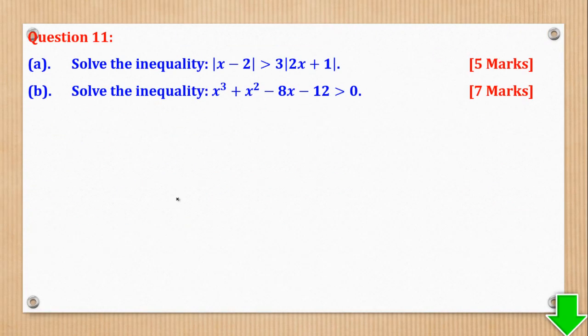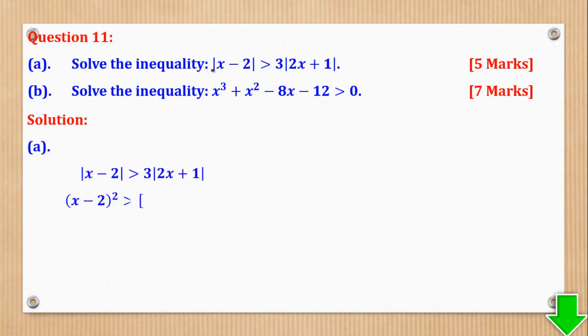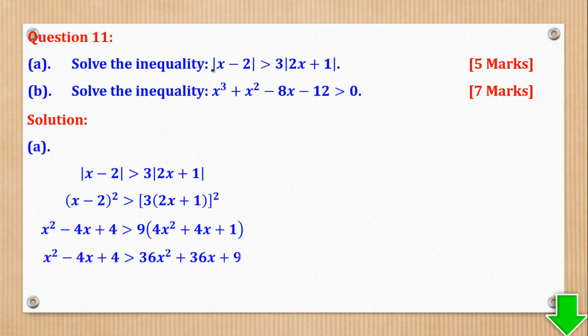Okay, now question 11. Question 11 says, part A, solve the inequality this, but remember they are magnitudes. So magnitude means plus or minus. So to remove the plus or minus, you square both sides. So I'll square both sides to get that. Expand, open this bracket, this gives that, this with this, and this with this. Then you rearrange. Take this side, you get this. Take this side, take this side, you get that.